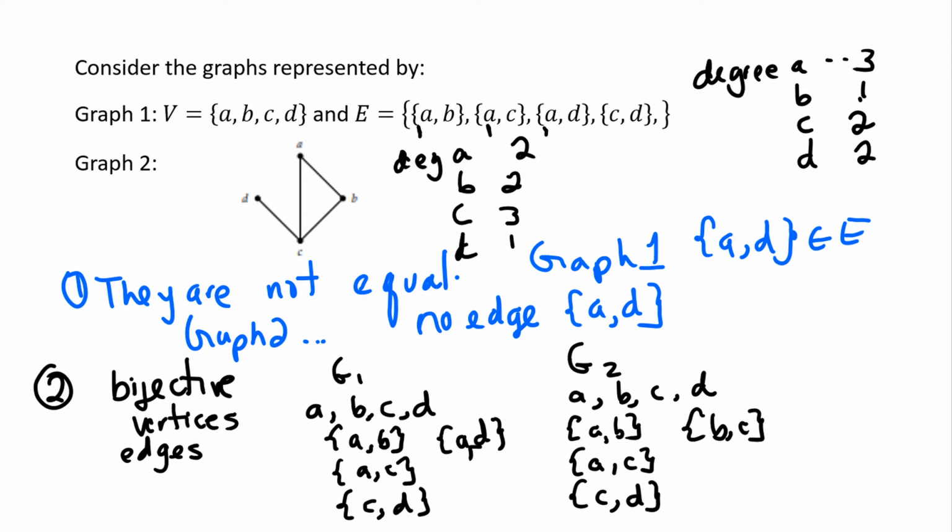So look at this. We have bijective behavior between the vertices. We have edges that do the same thing and the degrees that correspond. So in fact, these two graphs are isomorphic.